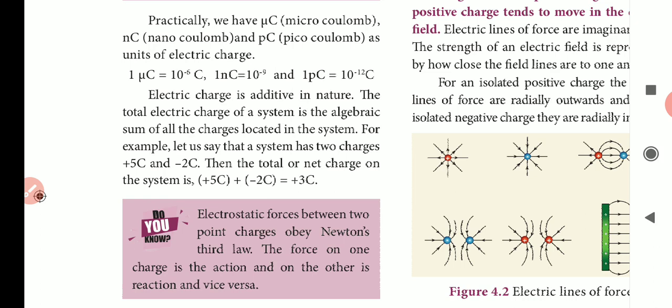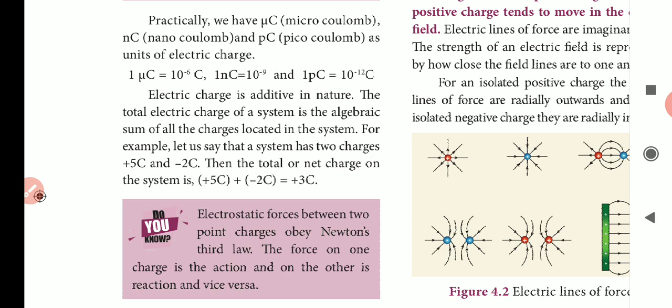Electric charge is additive in nature. Additive means the sum of them. All the electric charges can be summed. எல்லாத்தையும் add பண்ண முடியும். The total electric charge of a system is the algebraic sum of all the charges located in the system. For example, let us say that the system has two charges, plus 5 and minus 2 C.